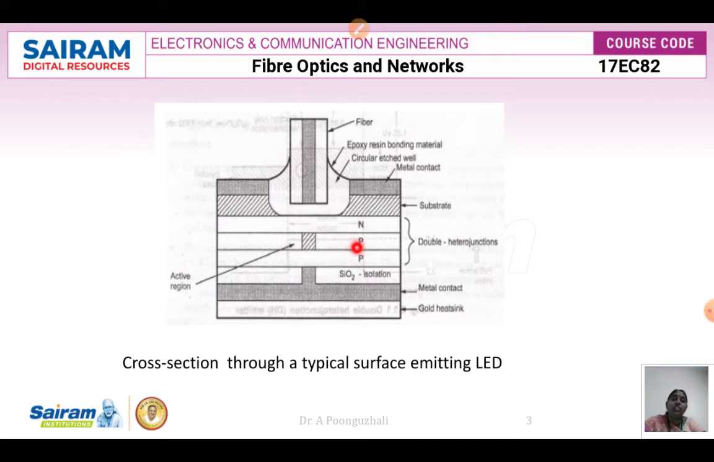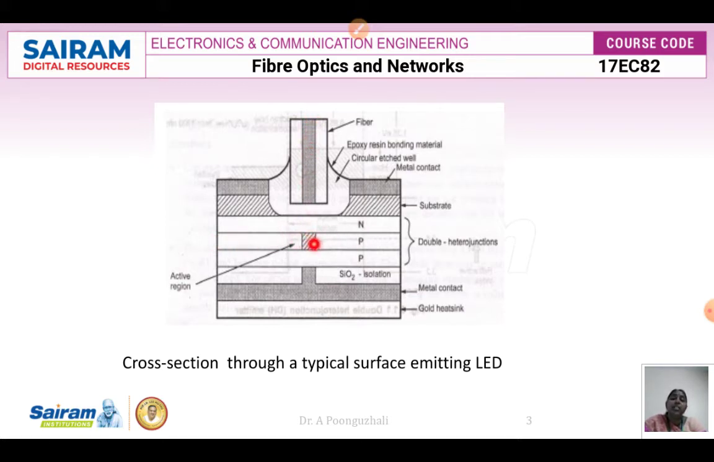Here we have the active region, which is a circular active region. Over this N-type substrate, a metal contact is present. In this substrate we etch a circular well and the fiber is inserted. The fiber is inserted in such a way that the axis of the fiber is perpendicular to the plane of the light.